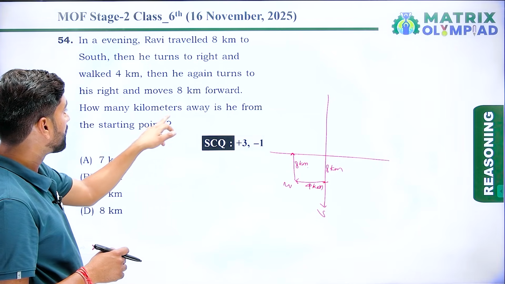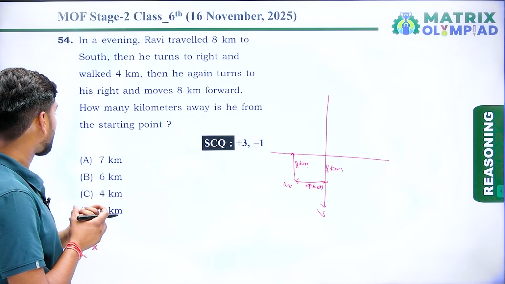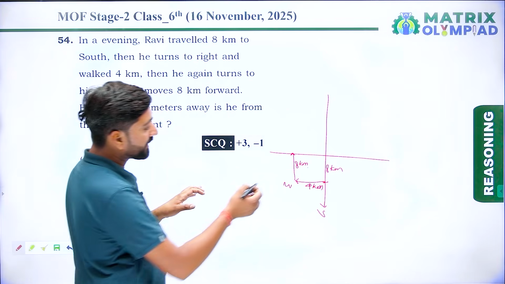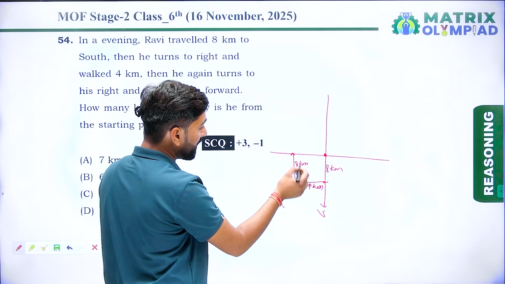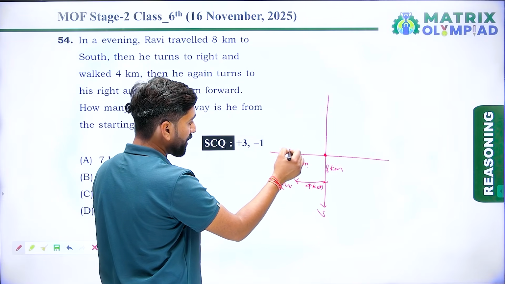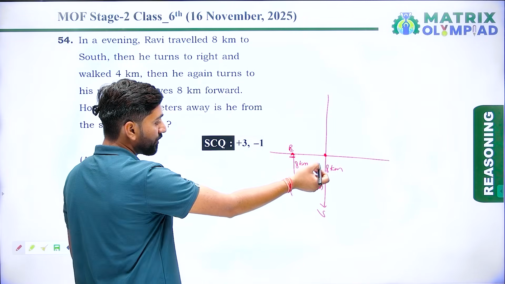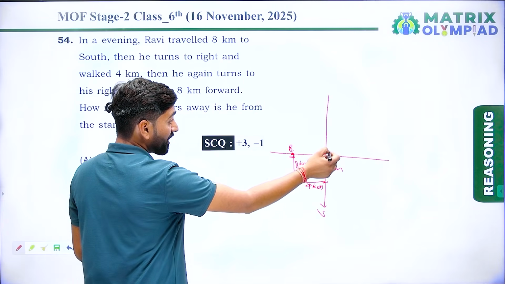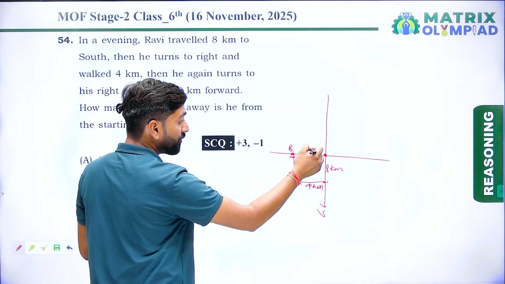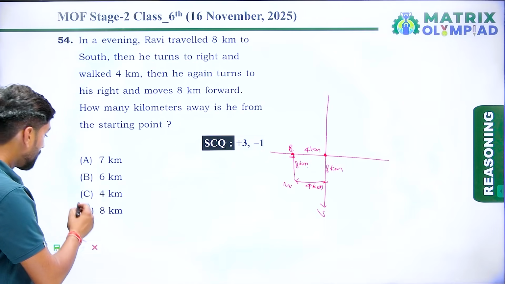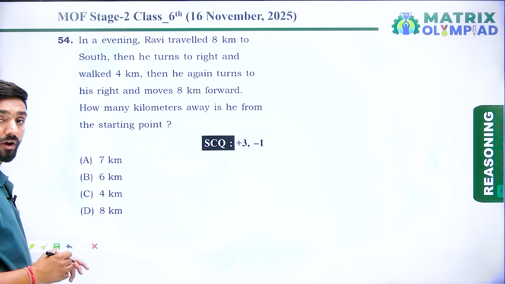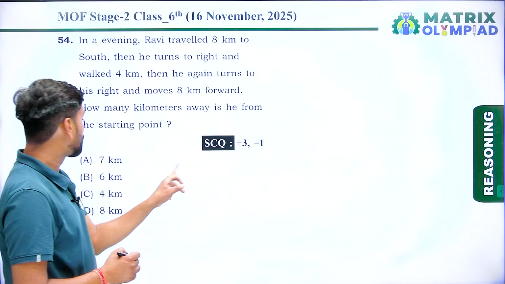How many kilometers is he far from his starting point? He starts from this point and now he reaches this point B. Suppose this point is B. The distance between this point and the starting point is 4 kilometers. So option number C is the right answer of this question. I hope you will get it. We will move to the next question.